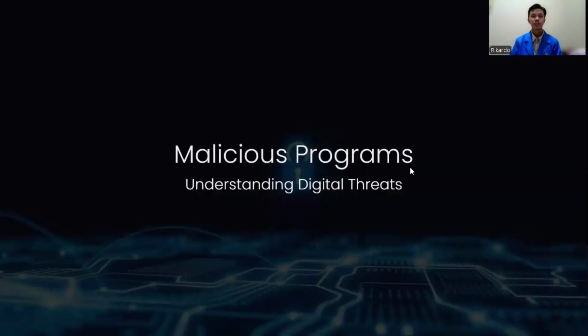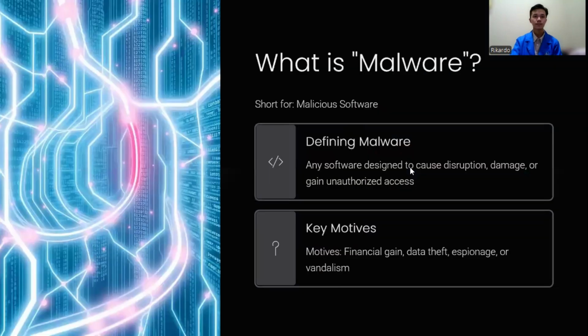And we come to the second material, malicious programs. This is a category of software more commonly known as malware. In this presentation, we will define what malware is, explore the most common types you may encounter, from viruses to ransomware, and understand the damage they can do. Awareness is the first step in digital safety.